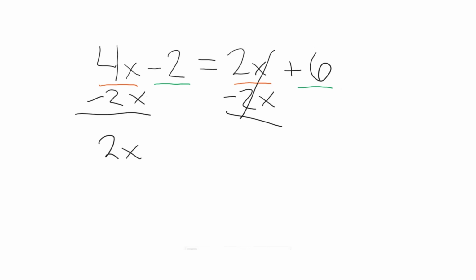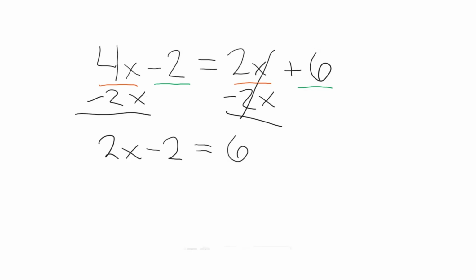So after you do that, you can bring everything else down. Be very careful here. We have a 2x. We still have that minus 2. We haven't touched it, so we're just going to bring it down. Also, the equal sign stays. And then we have a positive 6. So we could just write 6. If you want to put the positive in front of it, you can, but you don't need to. If we just write 6, we already know that it's positive.